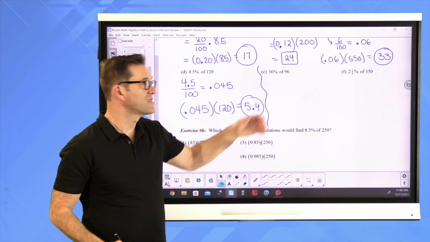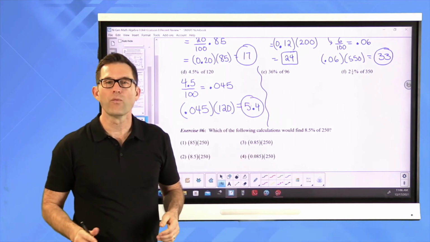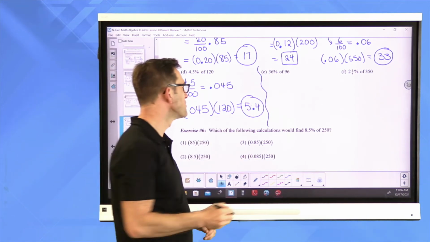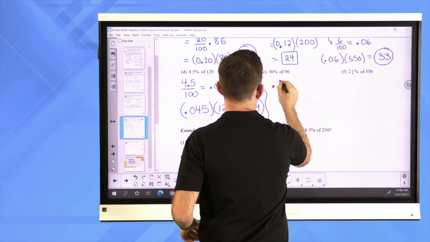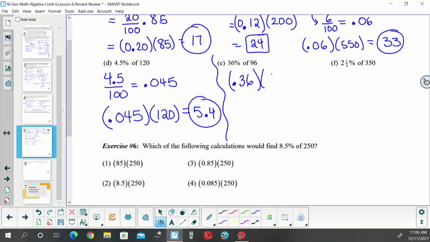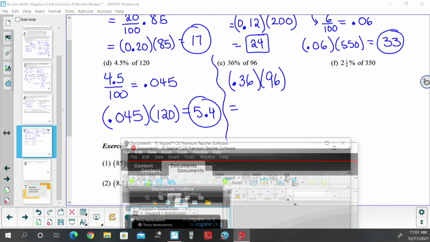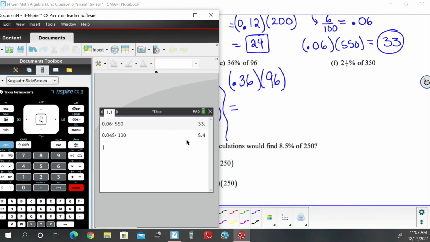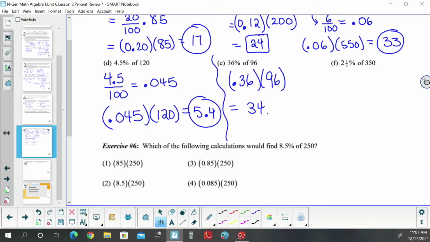36% of 96. That's a little bit more straightforward one. 36/100ths is 0.36. So 0.36 times 96 might not be the prettiest answer, but it certainly isn't a hard one to set up. 0.36 times 96 gives us 34.56.